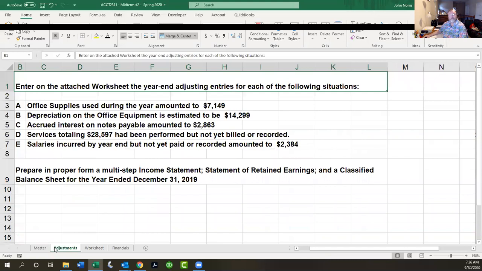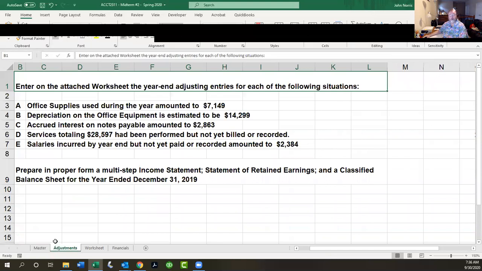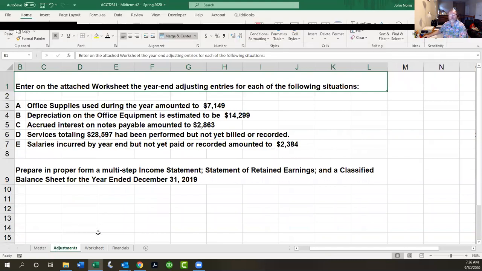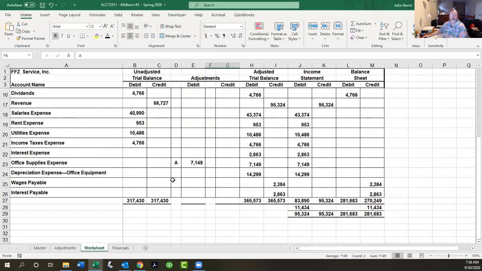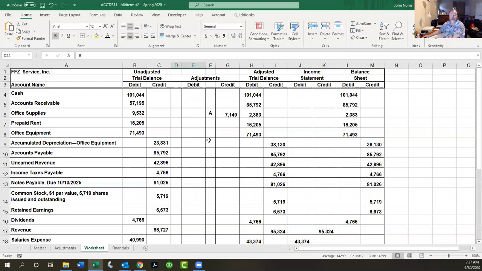The second adjustment is depreciation on the office equipment amounted to $14,299. So this is going to be depreciation expense. That's the income statement account. And this contra asset account, accumulated depreciation. Don't credit the actual office equipment. You credit the contra asset account, accumulated depreciation for office equipment.